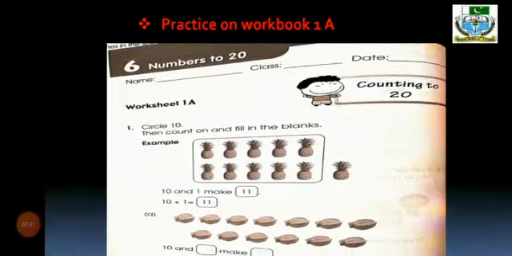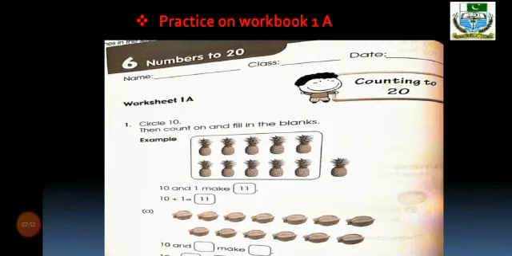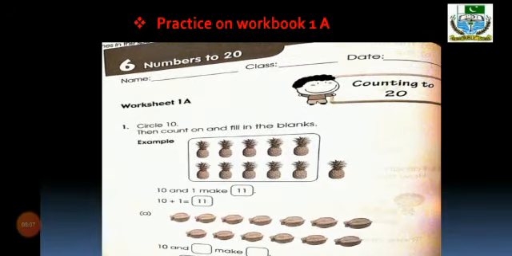Now this is practice time on your workbook. Open your workbook. This is Numbers to 20, chapter number 6, worksheet 1A. Circle 10, then count on and fill in the blanks. Look at here, there are some pineapples and we have to make the circle of 10. We have to make a set of 10.